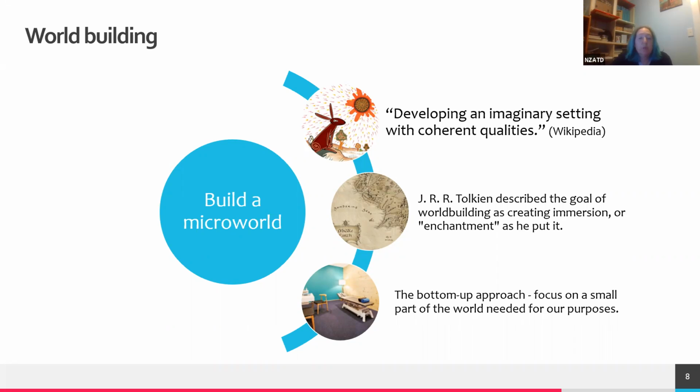But obviously, when we make scenarios for our learning, we're talking about a tiny micro world. So I've put it there on the screen. We're going to develop an imaginary setting with coherent qualities. That comes from the source of all truth, Wikipedia, but I really liked it. And what we're doing is we're creating that world to become immersed in it and to start thinking in that world. And in our case, we really focus on a very small part of a world.